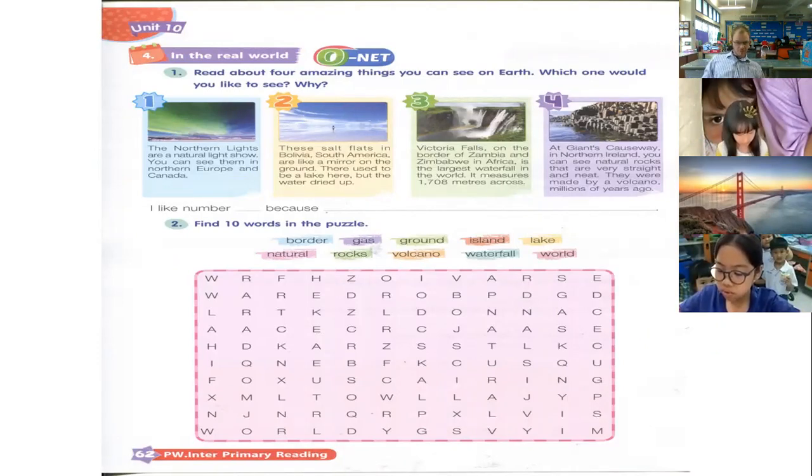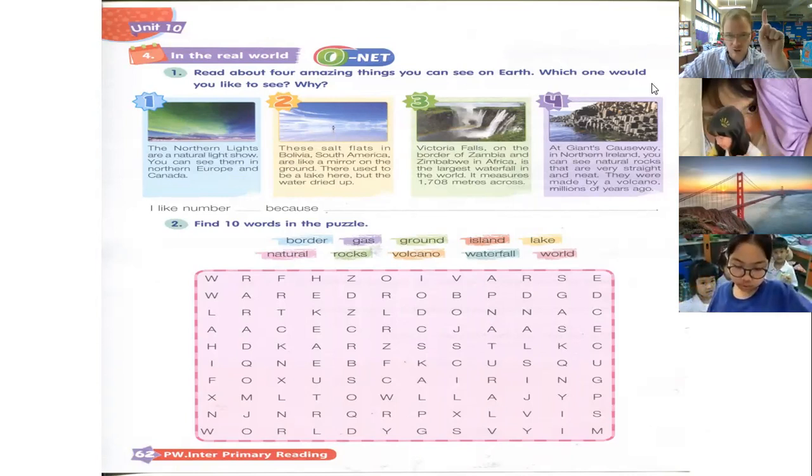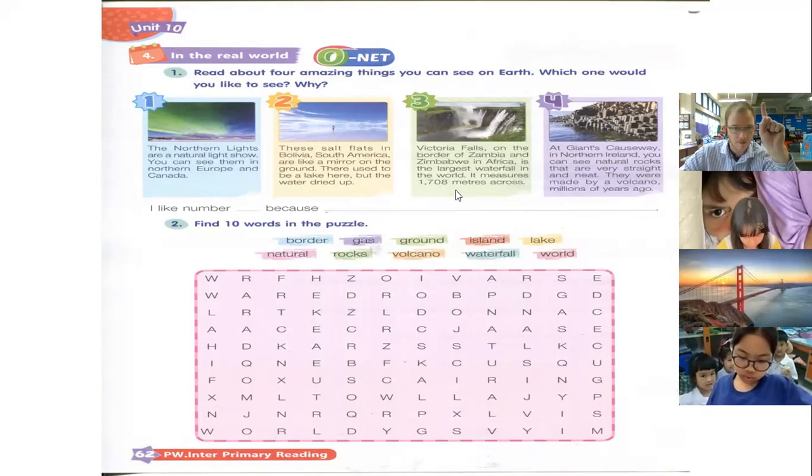Read about 4 amazing things you can see on Earth. Which one would you like to see and why? Okay, because my lesson got a little bit sidetracked, I'm thinking of changing what I want us to do. I'm going to stop on this page. We're not going to do the word puzzle now, and we're not going to look at any of these 4 pictures. What I want us to do is very simple.